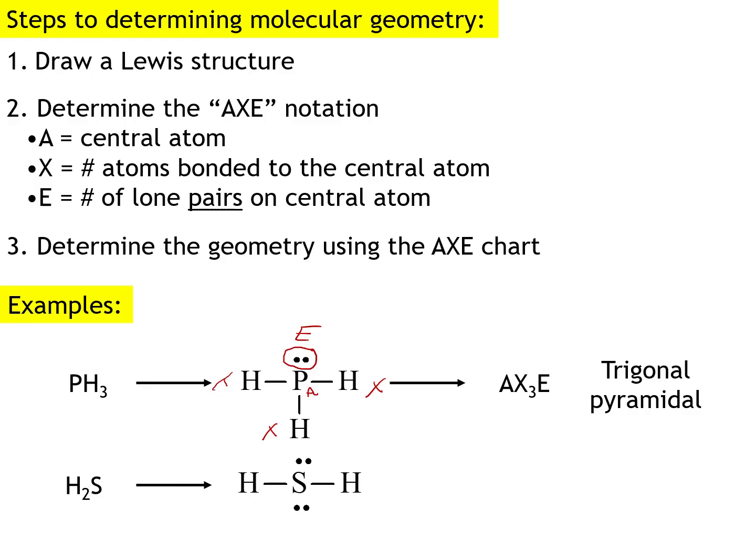And then H2S, this is the correct Lewis structure. So we have AX2E2. We look at the chart and say, oh, okay, that one's bent.